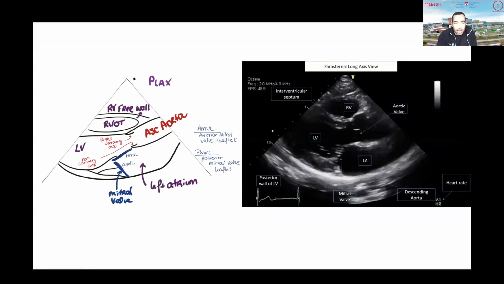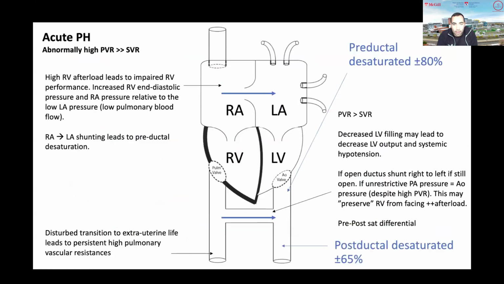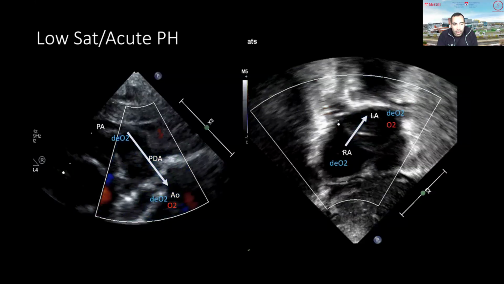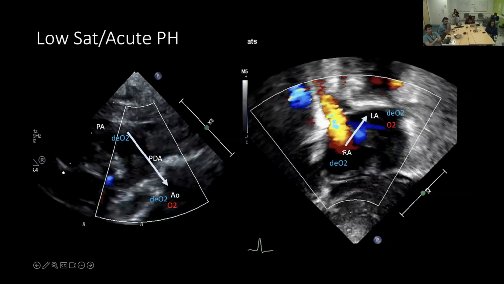I think you know some basic echo views, so I'm going to skip the basic echo views. And I just want to show you some examples of clinical images that we see.